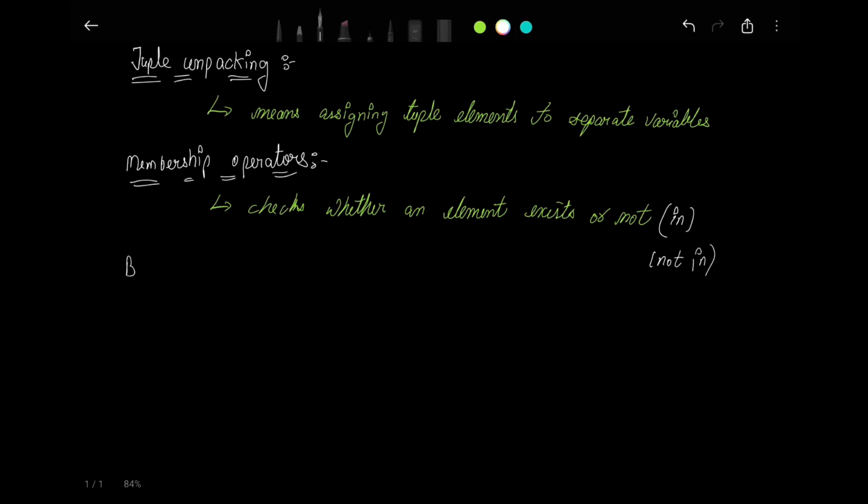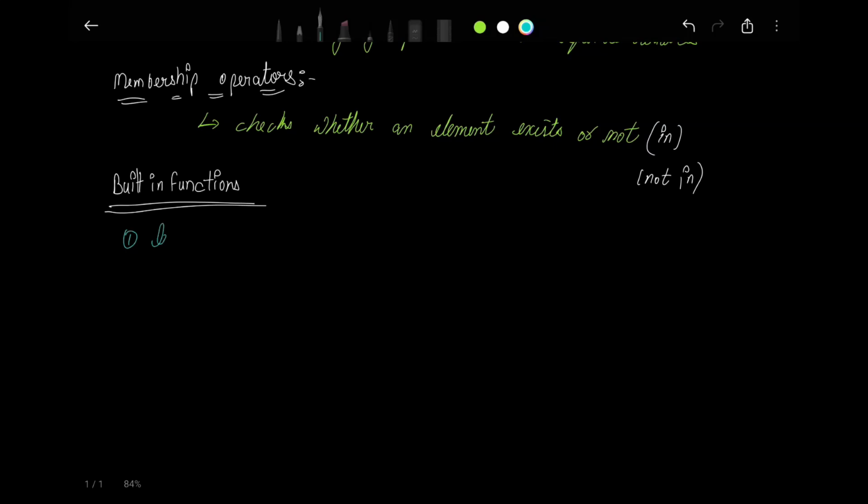Then we have some built-in functions. The very first function is the length function. Length function returns the total number of elements in a list or a tuple. After length we have the max function, which returns the maximum value in a tuple. Opposite to maximum we also have the min function, which returns the minimum value in a tuple. And then we have the sum function, which returns the sum of the elements in the tuple.